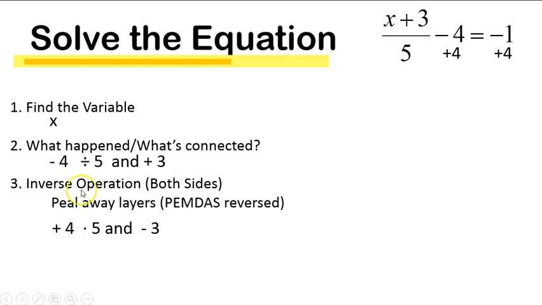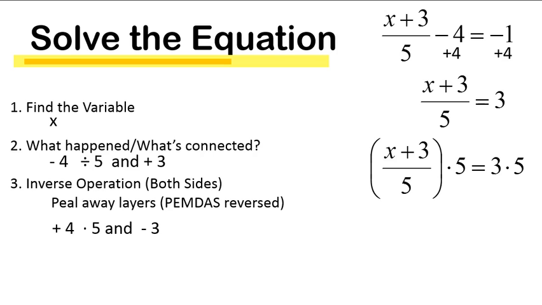So let's go ahead and solve them again. These are the 3 steps. We're going to do them in order. First, we add 4 to both sides of the equation. Negative 1 plus 4 gives us positive 3, and the negative 4 and positive 4 cancel each other out. We're left with x plus 3 over 5 on the left side of the equation and 3 on the right side of the equation. Next, we're going to multiply times 5.